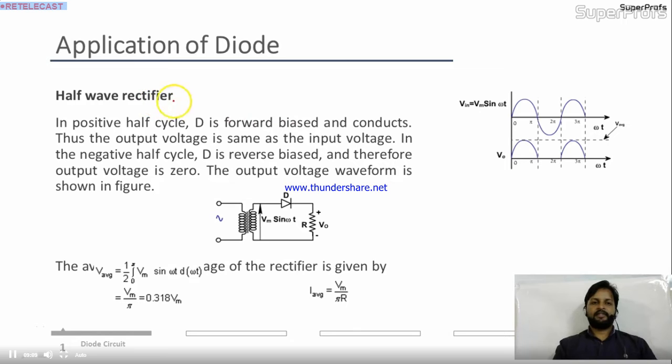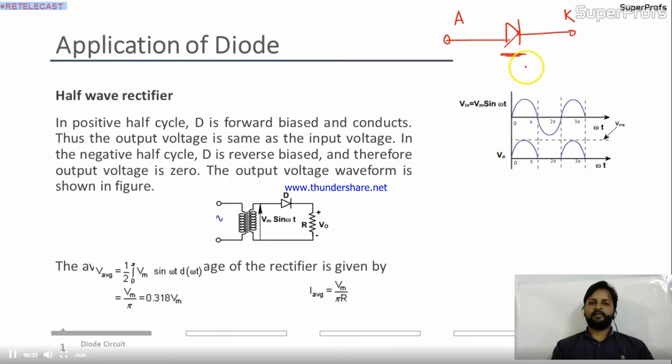Where are we using this diode? We have seen the diode. This is the symbol. This is the P region, N region. The P region I call the anode, N region I call the cathode, right? So where are we going to use this diode? Earlier we discussed that the diode is used in rectification also.